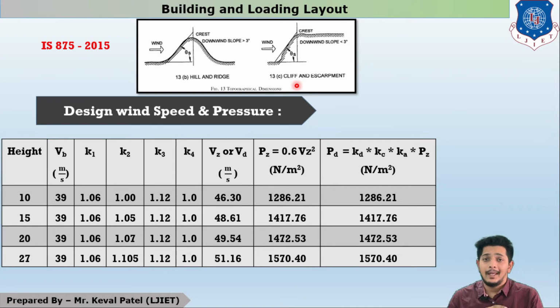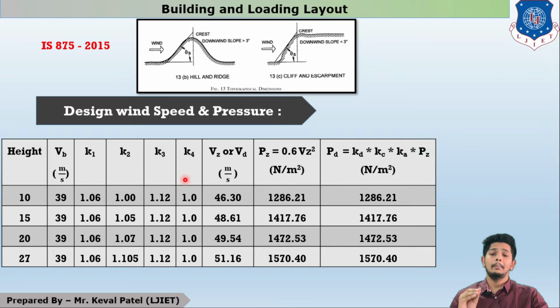Now we will prepare the table. Here in this table, height will be varied: 10, 15, 20 and 27, because our top height is 27 only. Now Vb will be constant throughout all these heights, that is 39 for Ahmedabad. K1 will be constant, K2 will change according to the previously prepared table. K3 will be same, K4 will be same. From that, Vz or Vd will be got. Now, how to get Vz? For that, we will multiply column numbers 2, 3, 4, 5 and 6.